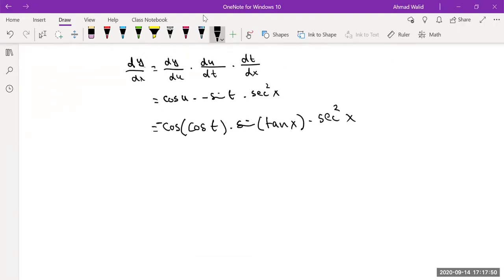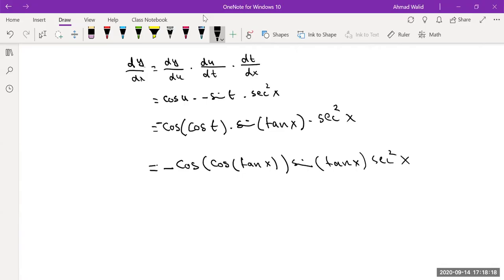That's my answer. Then this one equals negative cosine of tangent x times sine of tangent x times secant square x, my final answer. As long as you can break it into simple pieces, you can apply the chain rule, correct?